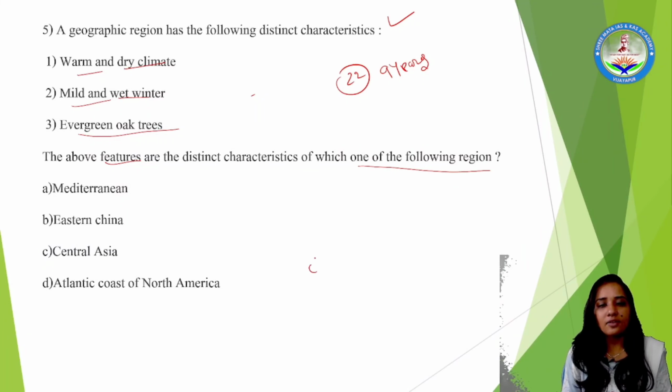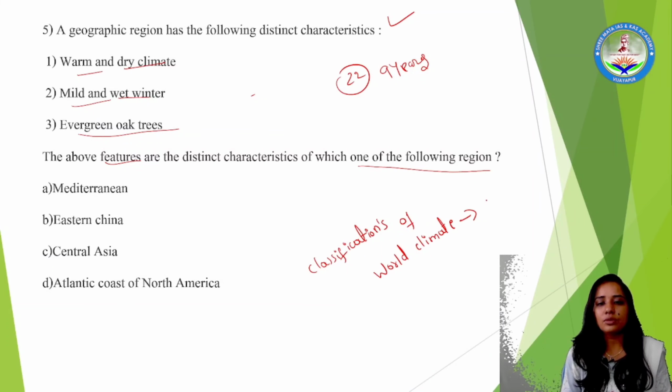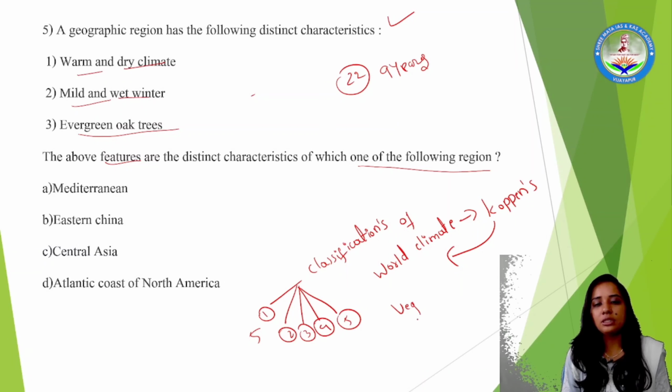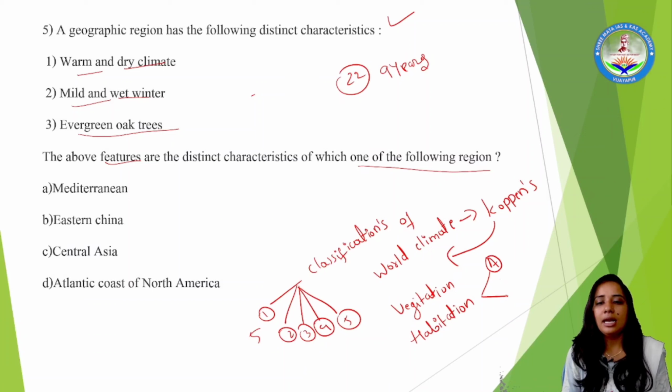There is a classification of world climate, and this classification has been given by Köppen. So it is referred to as Köppen's world climate classification. He gave a 5-fold classification of how the different climates are present across the world, and these are the reason behind the presence of any vegetation in that area, habitation in that area. Habitation includes both animals and man-made or human presence.